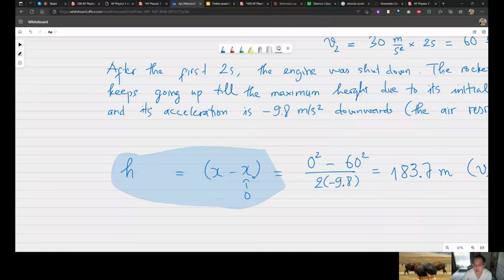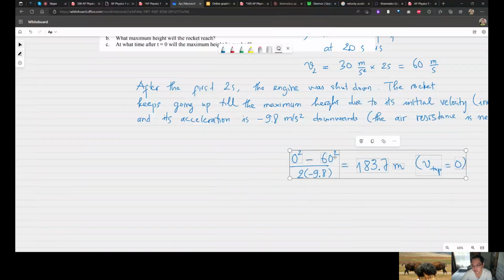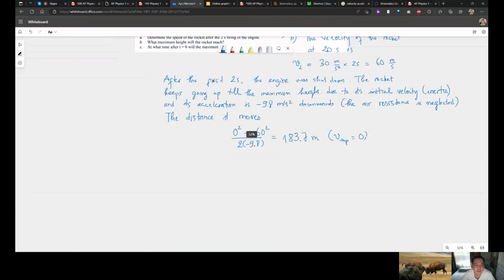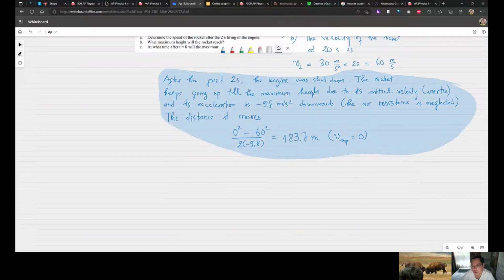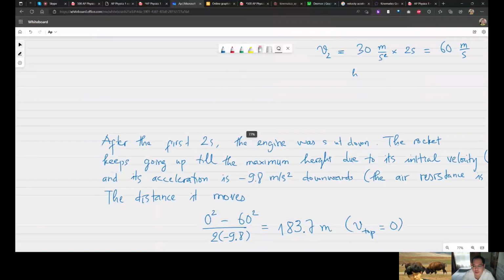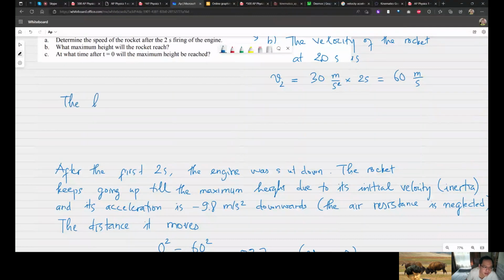To calculate the maximum height, we need one more step, which is the height of the rocket after the first 2 seconds. So during this time, we need to add another step before this step, which is the distance that the rocket goes up during the first 2 seconds.